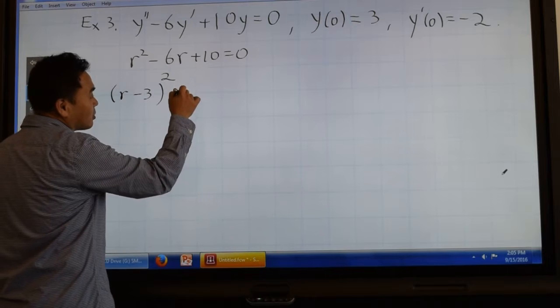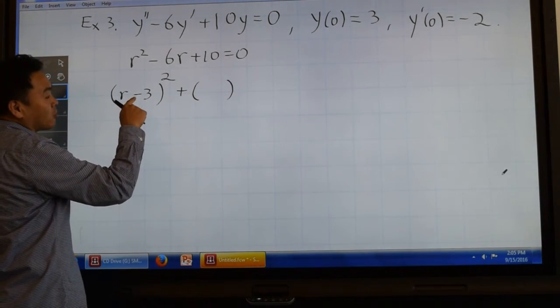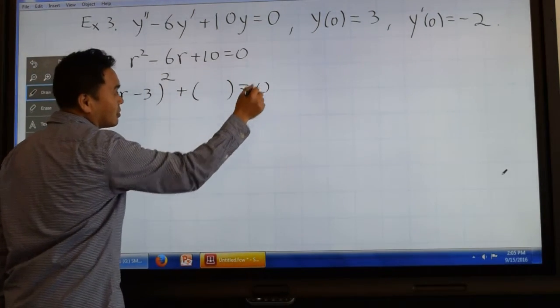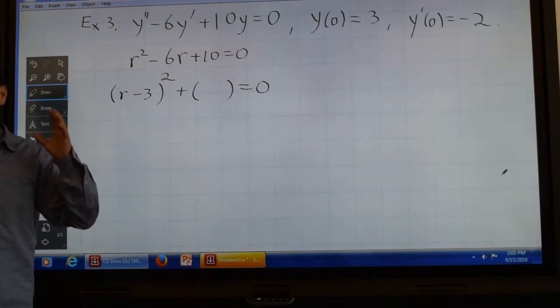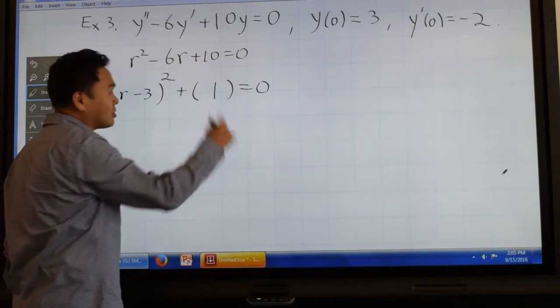And then you want to think about what number should be here in order for this squared plus that to equal this number, 10. And you see, negative 3 squared is 9. 9 plus 1 gives you 10. So the number you should put in here is 1.